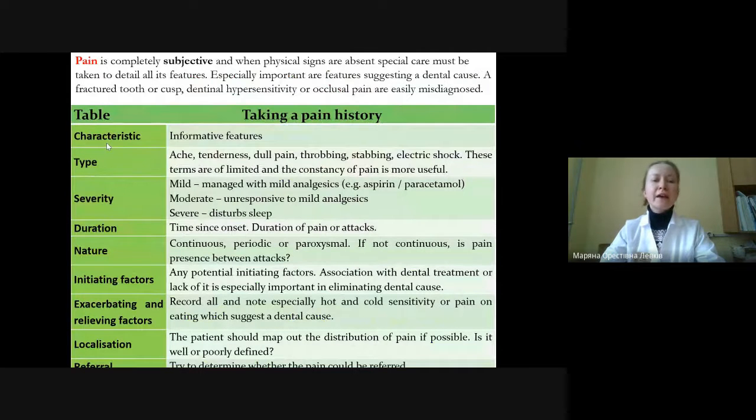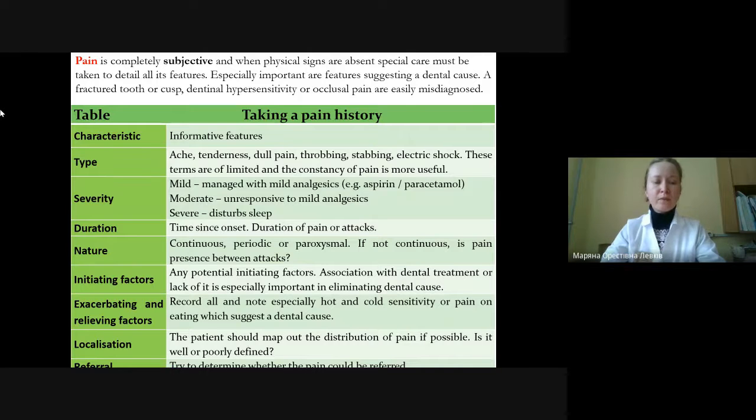Pain is the symptom that usually makes a patient come to the dentist. Pain is completely subjective, and when physical signs are absent, special care must be taken to detail all its features. Especially important are features suggesting a dental cause. A fractured tooth or cusp, dentinal hypersensitivity, or occlusal pain are easily misdiagnosed. In the table listed here, you can find typical characteristics of pain.